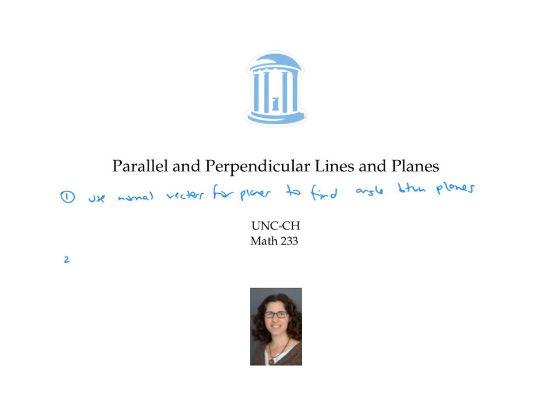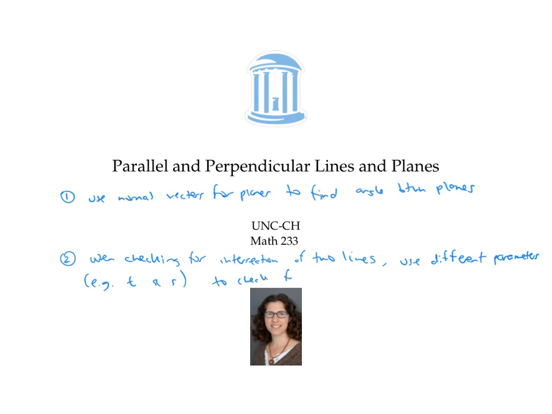Another key and important detail is when checking for the intersection of two lines, if these lines are given in parametric form, use different parameters. For example, t for one line and s for the other, to check for an intersection point and not just a collision point, which is what you'd be solving for if you're using the same parameter.